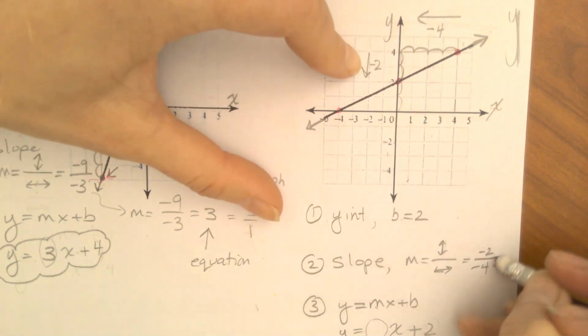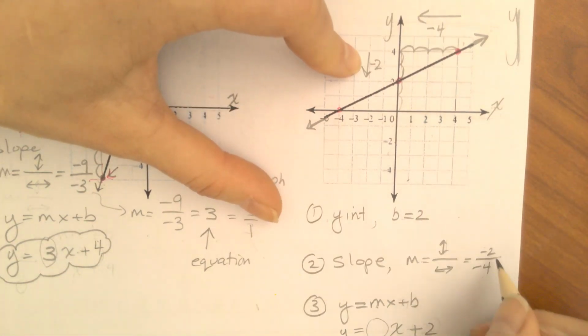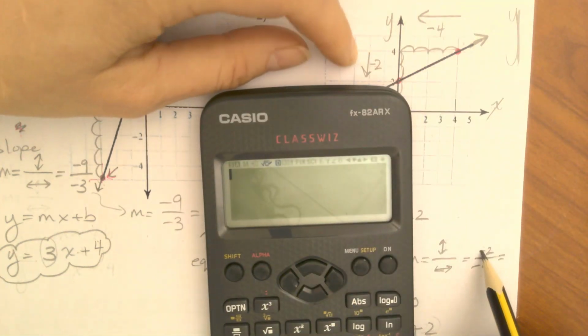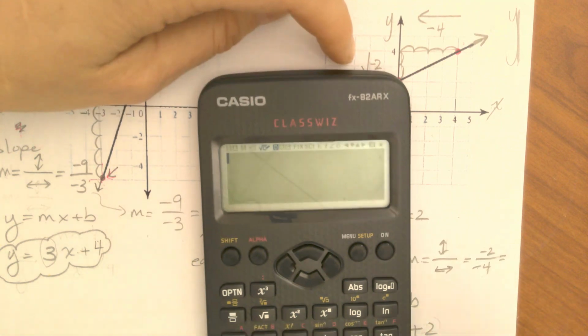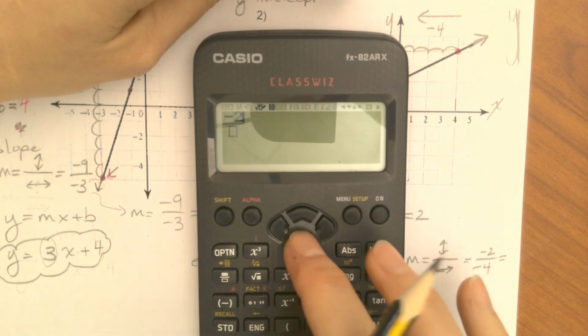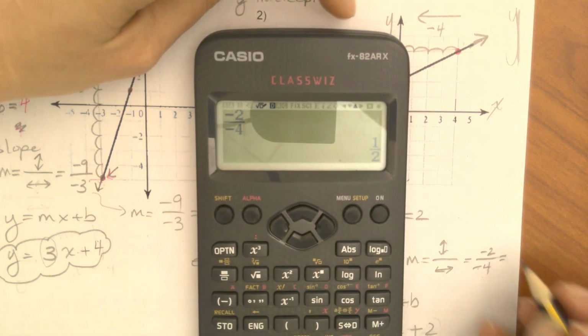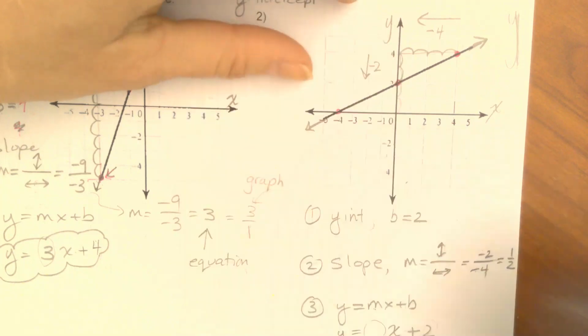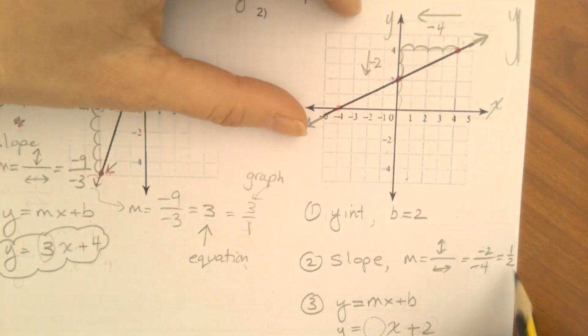Can I make this more simple? I think so, because 2 and 4 are both divisible by 2. So let's check. And we know that dividing a negative by a negative, it's a positive. So I know it's going to be a positive answer. So negative 2 over negative 4, half. Okay, half. So that means my slope is half. M is a half.